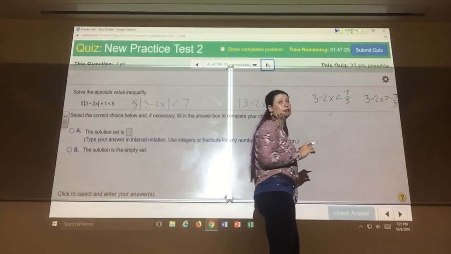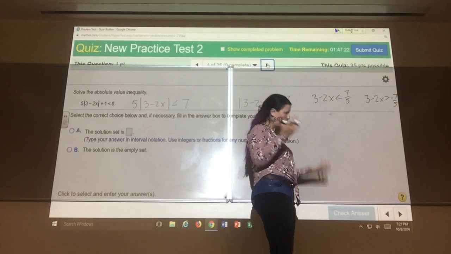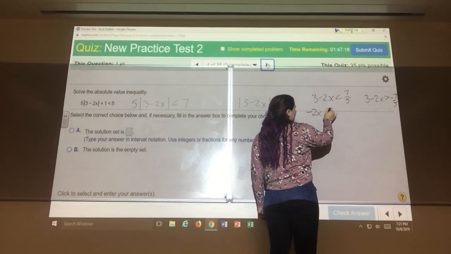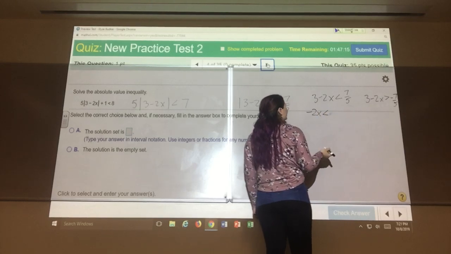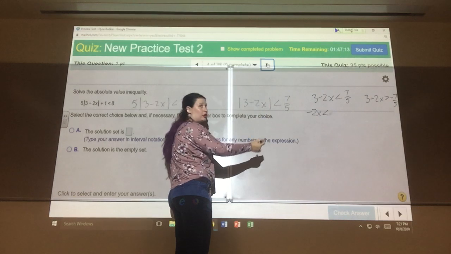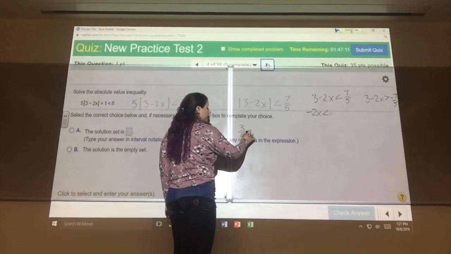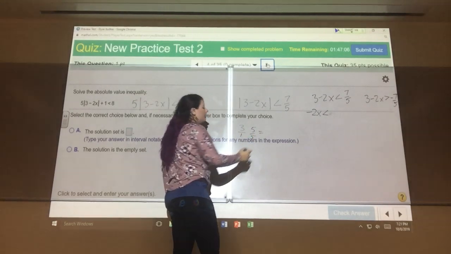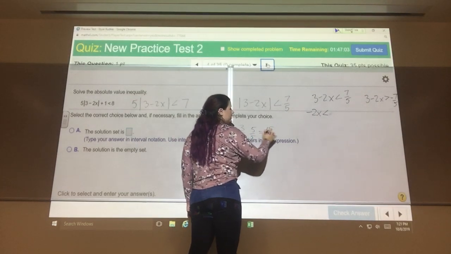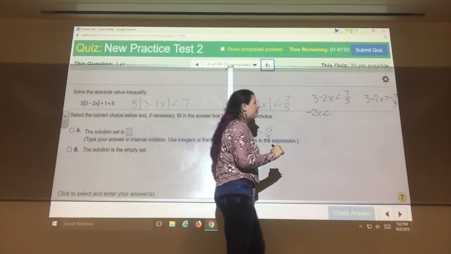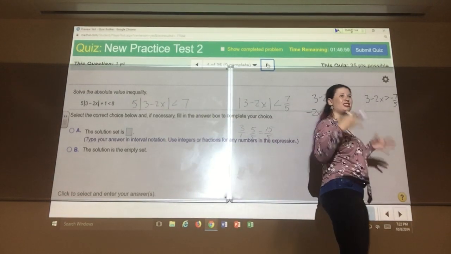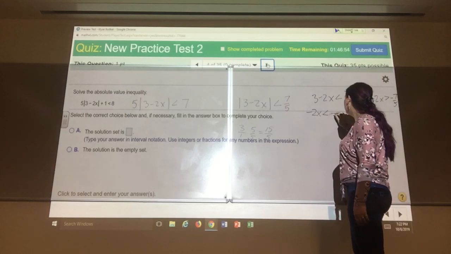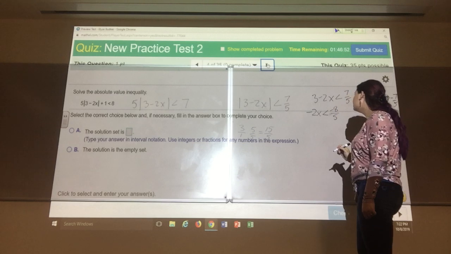Okay, so what next? We solve. We subtract the 3. So we have negative 2x less than, what is 3 in fifths terms, right? So we want 3 over 1 to be something over 5. So we multiply by 5/5. So it's 15/5. So we're subtracting that from 7. What's 7 minus 15? It's the top that we care about. We know the bottom is going to be 5, right? Negative 8.